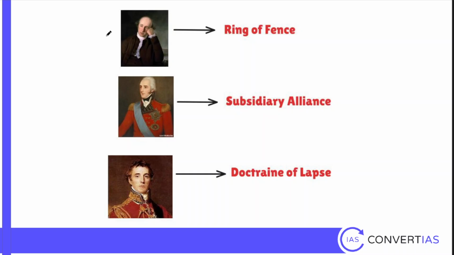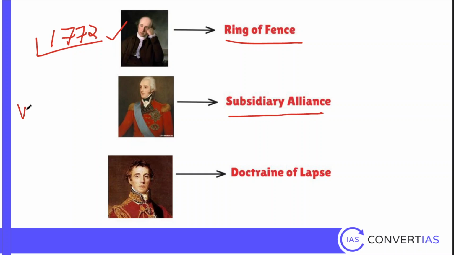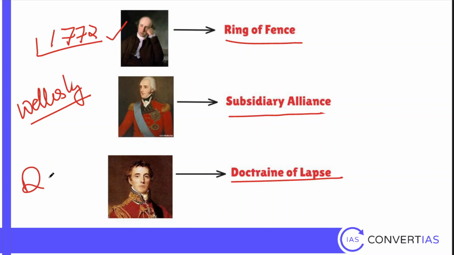And in these three policies, you have to associate one person each. Whenever the term ring of fence is referred to in the question paper, remember the name Warren Hastings, the first Governor General of India, 1772. Can be called the first Governor General of Bengal because that time the Confederacy was around the region of Bengal. Calcutta was the capital. Next up, subsidiary alliance, and the term to remember here is Wellesley. Lord Wellesley, the Governor General. He was also the Governor General from 1798 to 1805. Next up, you have Doctrine of Lapse, and the name associated is Lord Dalhousie.